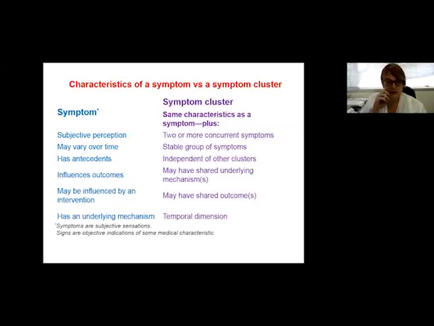Whereas symptom clusters have the same characteristics as a symptom, plus there are two or more concurrent symptoms and they're stable. They group together in a strong way and they're independent of each other. But they may have shared underlying mechanisms. They may have shared outcomes. So what we say is that there's a bigger temporal dimension to symptom clusters.